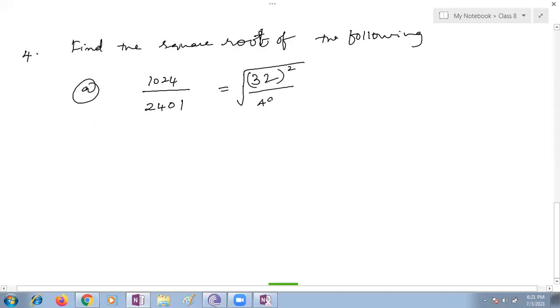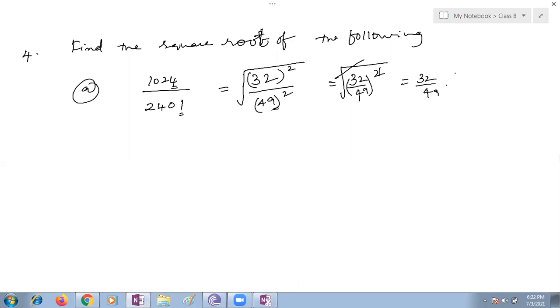Very good. How are you telling this so fast? You can check the units digit, children. Check the unit: what are the possible numbers occurring? The squares will cancel over here. We can write it as 32 by 49, because the squaring and square root on both sides cancel. Here 32 by 49 is the correct answer, children. You can do it within 10 seconds.